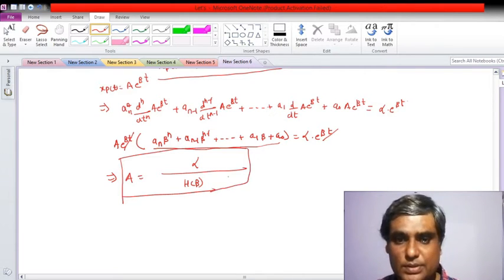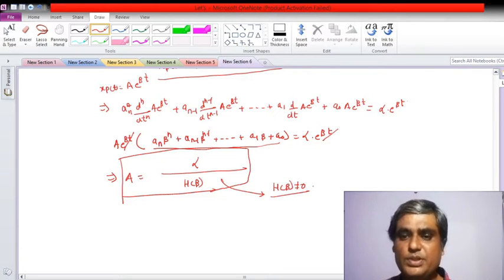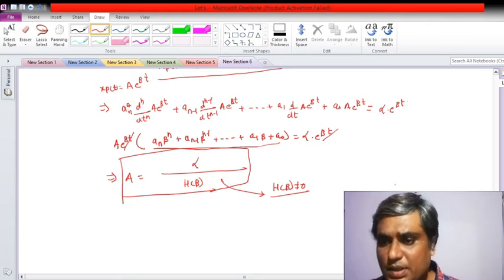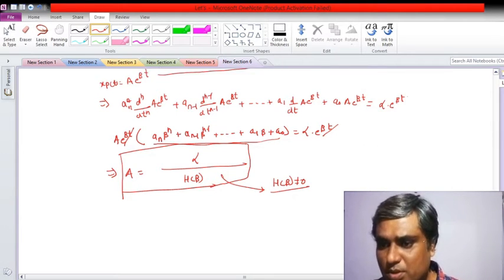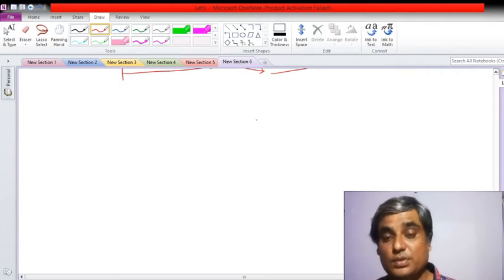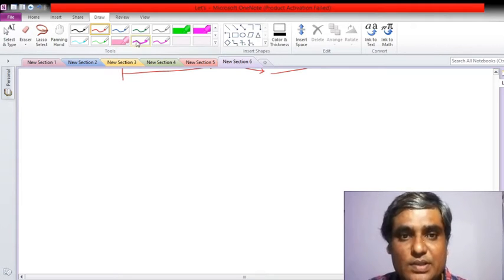Okay, and provided that h of b, your characteristic equation, must not be 0, then only there will be the existence of a solution of the non-homogeneous equation. Okay, let us see with an example.